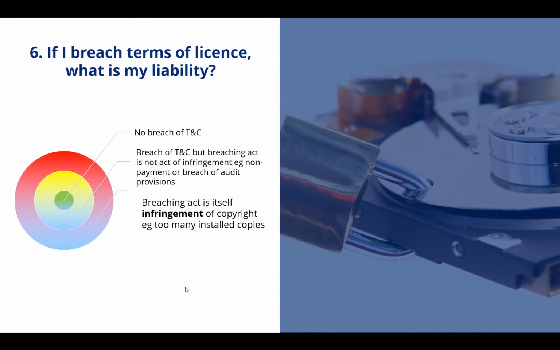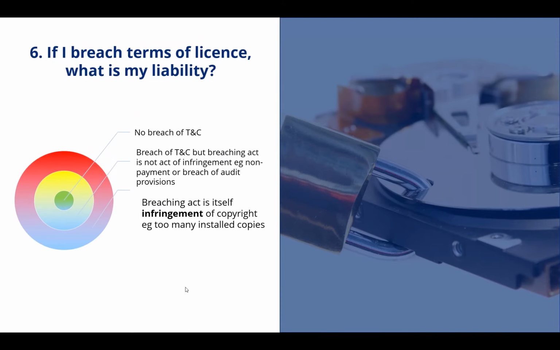So what I've done is put an image here which tries to break up licenses effectively into three parts. The green is where the act that you're doing isn't a breach of any term and condition. The yellow is where you do breach the license terms and conditions, but it in itself is not an act of infringement. So for instance, let's say that you do not pay, or you're late in payment. Does that mean you're infringing? Or you breach an audit provision?